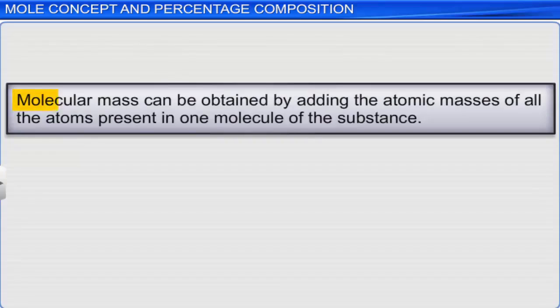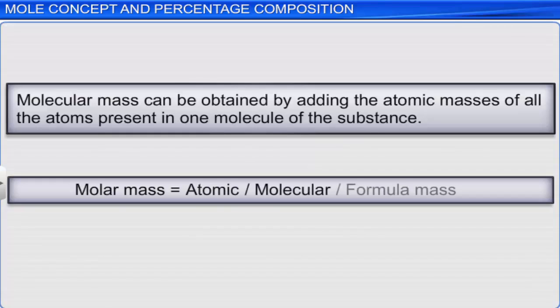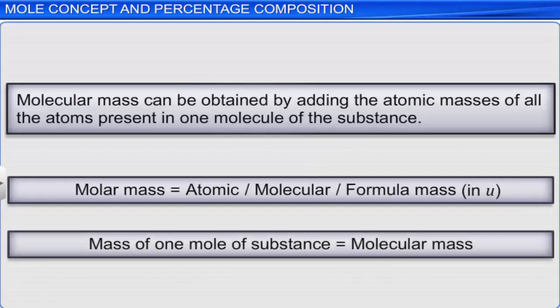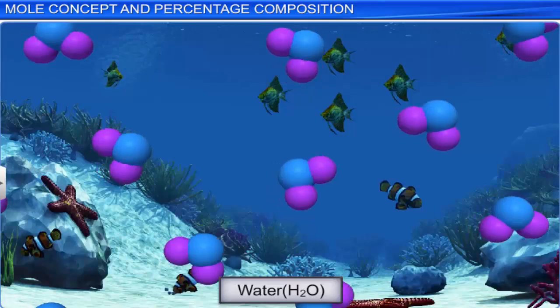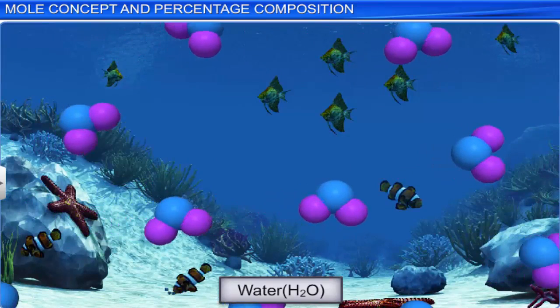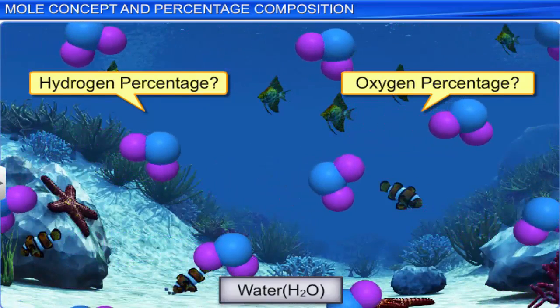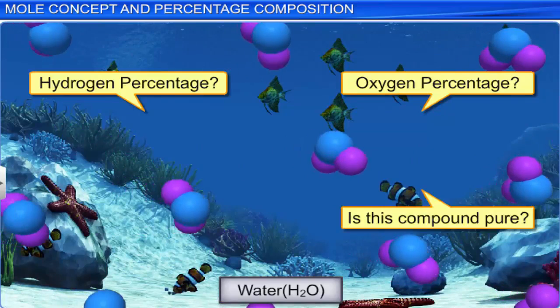We've learnt that molecular mass of a substance can be obtained by adding the atomic masses of all the atoms present in 1 molecule of the substance, and the molar mass is numerically equivalent to the atomic or molecular or formula mass in U. Thus, we can conclude that the mass of 1 mole of any substance is equal to its molecular mass. We have seen how to determine the number of entities present in a substance. At times, scientists also require to know the percentage of elements present in a compound. This information helps to determine the purity of the chemical compound under observation.